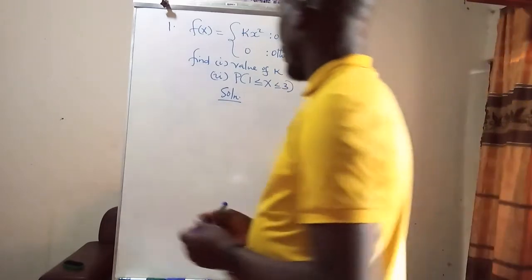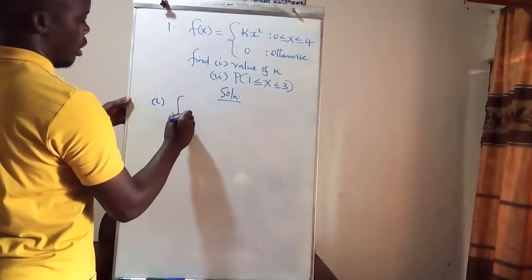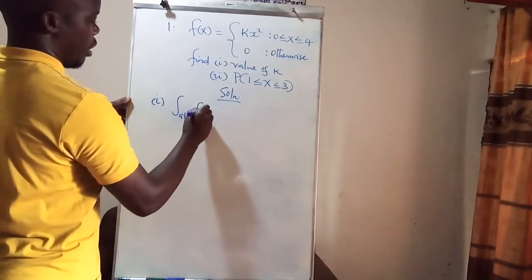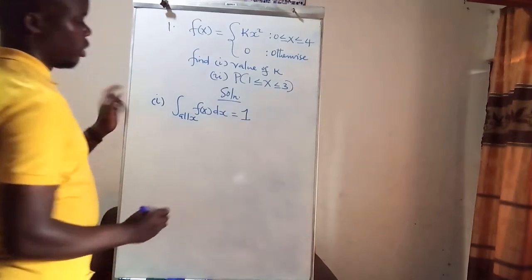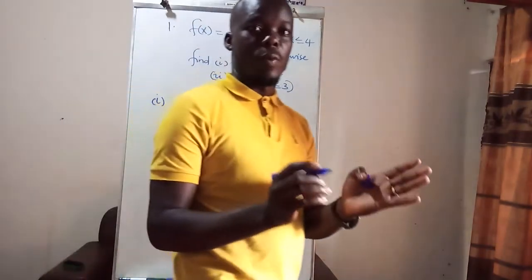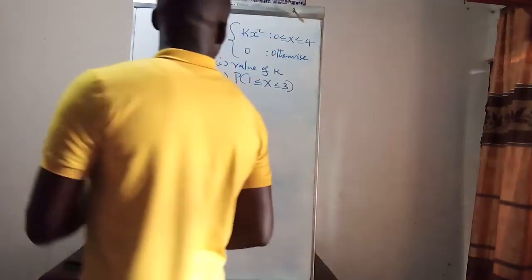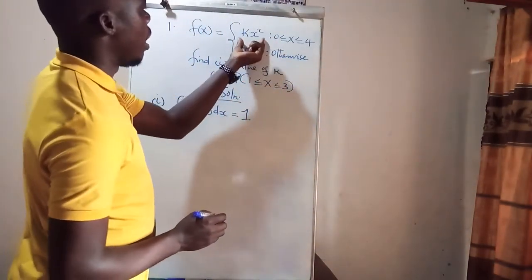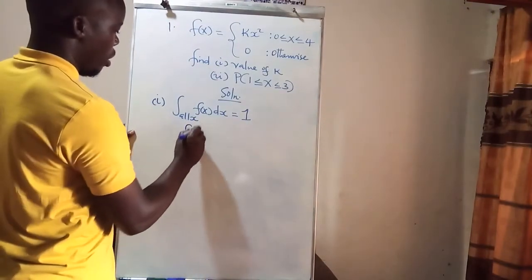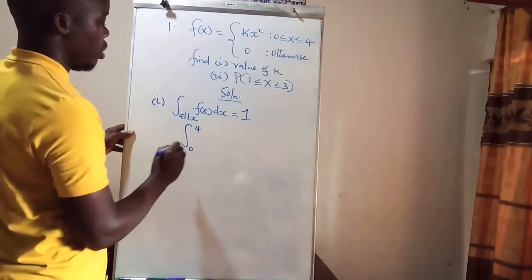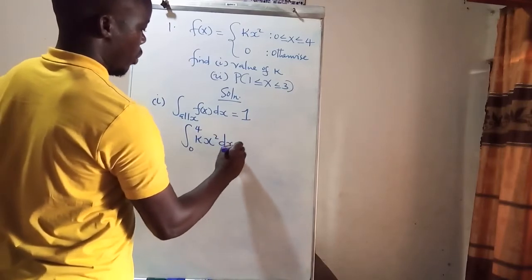So what do we do? We are going to begin right from the first property, especially for getting the constant. We begin from the fact that the integral for all values of x of f of x with respect to x should be 1. This is a very good property that helps us especially when we are looking for the values of constants. If this is true, I'm going to integrate this function from 0 to 4, and the integral should give me 1. So the integral from 0 to 4 of k x squared with respect to x should give me 1.